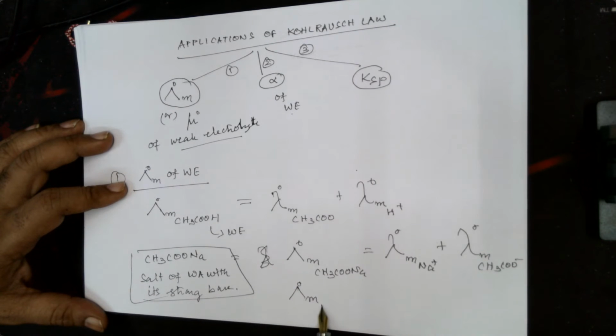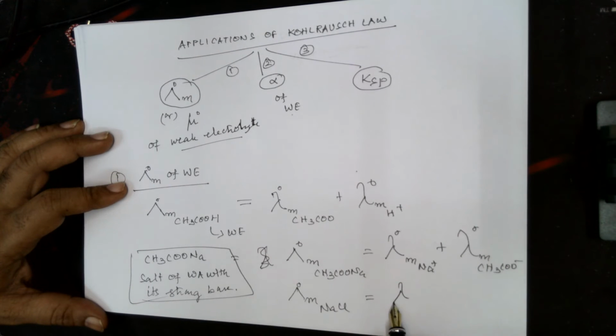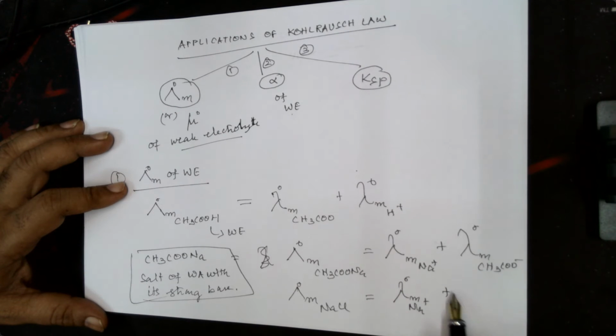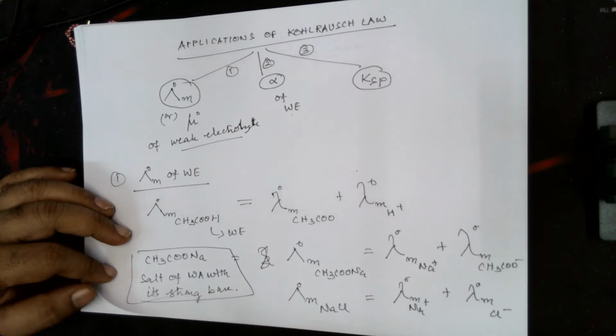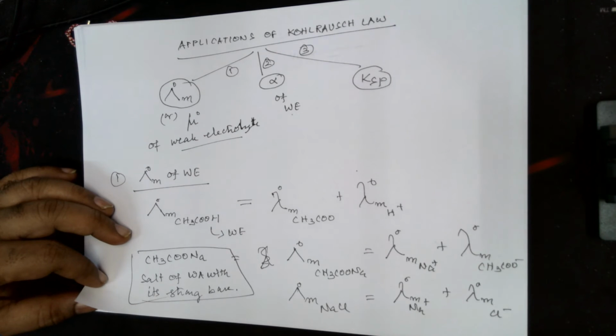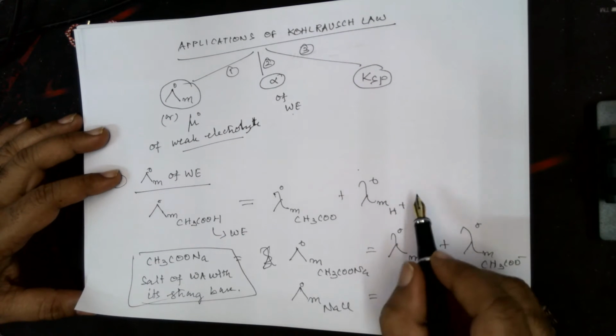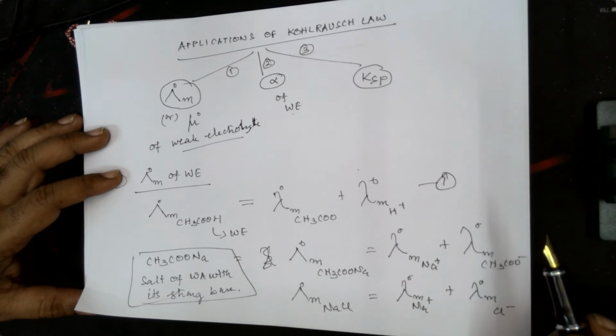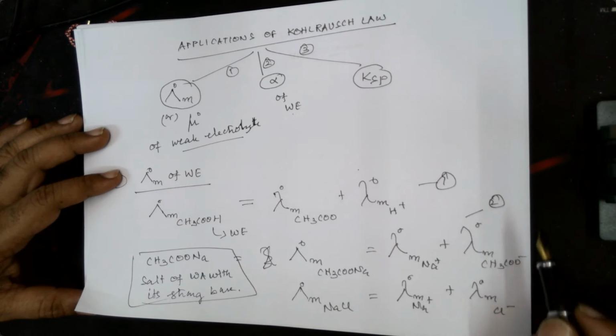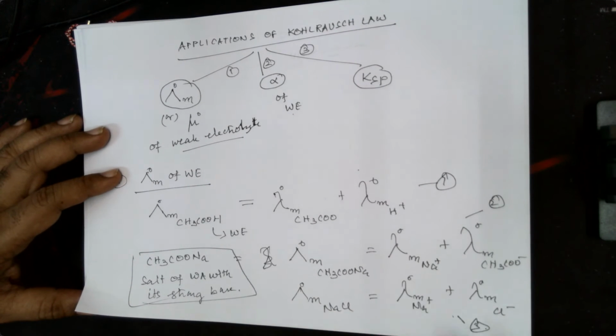Then we have to consider the molar conductance of NaCl, so that it has the common cation here. So this is also a strong electrolyte, so we can dissociate this as Na plus and Cl minus, right? So this is equation 1, this is equation 2, this is equation 3. Will you follow?